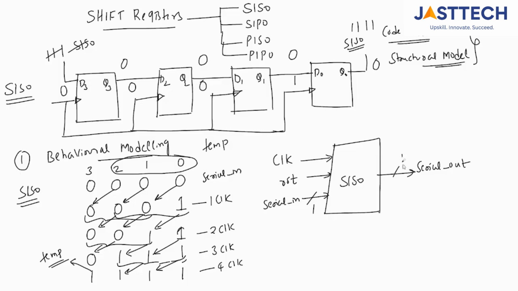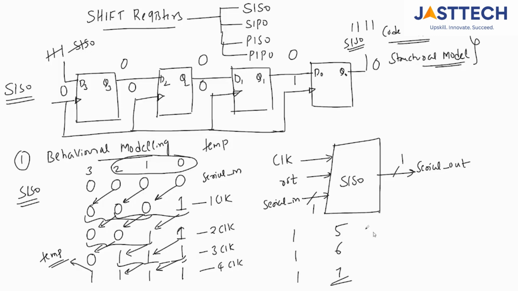Okay, this is also one bit. You are getting the data at serial out. So that means at the fifth clock pulse, this one will come to the temp register. Sixth clock pulse, this one will come to the temp register. At the seventh clock pulse, this one will come to the temp register. So at the seventh clock pulse, all the data will have come to the temp register.